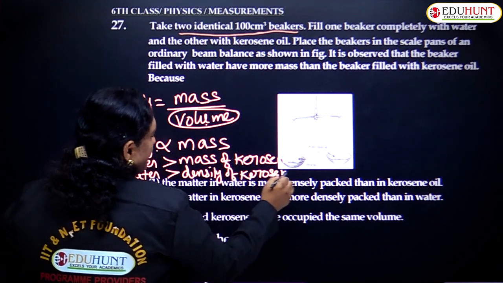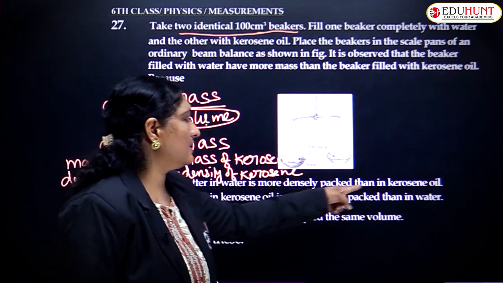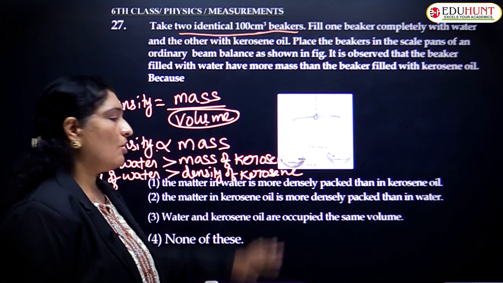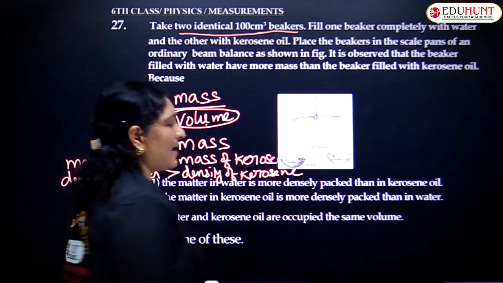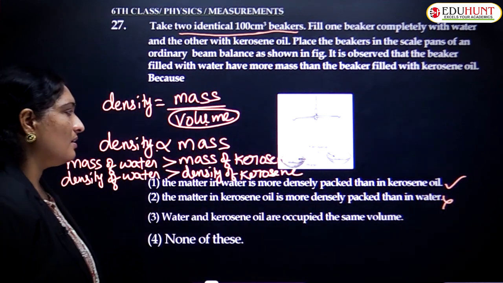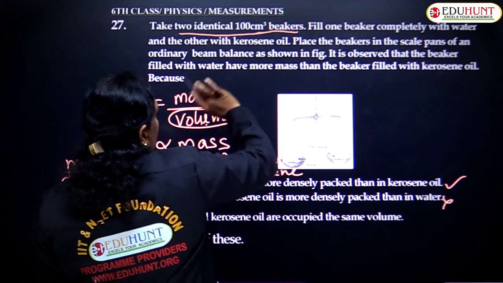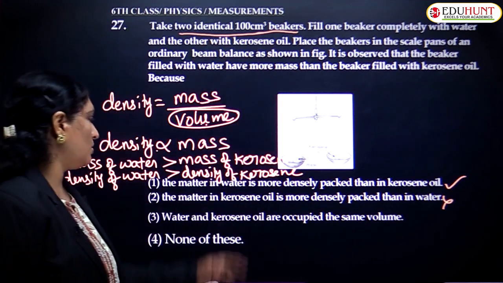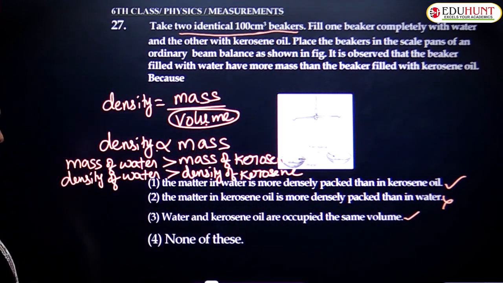So this exactly means the same. Matter in water is more densely packed than kerosene oil. Yes, density of water more means obviously the same thing. The matter in kerosene oil is more densely packed than water. No, this is not true. Water and kerosene oil occupy the same volume? Yes, of course. They gave in the question itself that water and kerosene both occupy the same volume. So both 1 and 3 are correct.